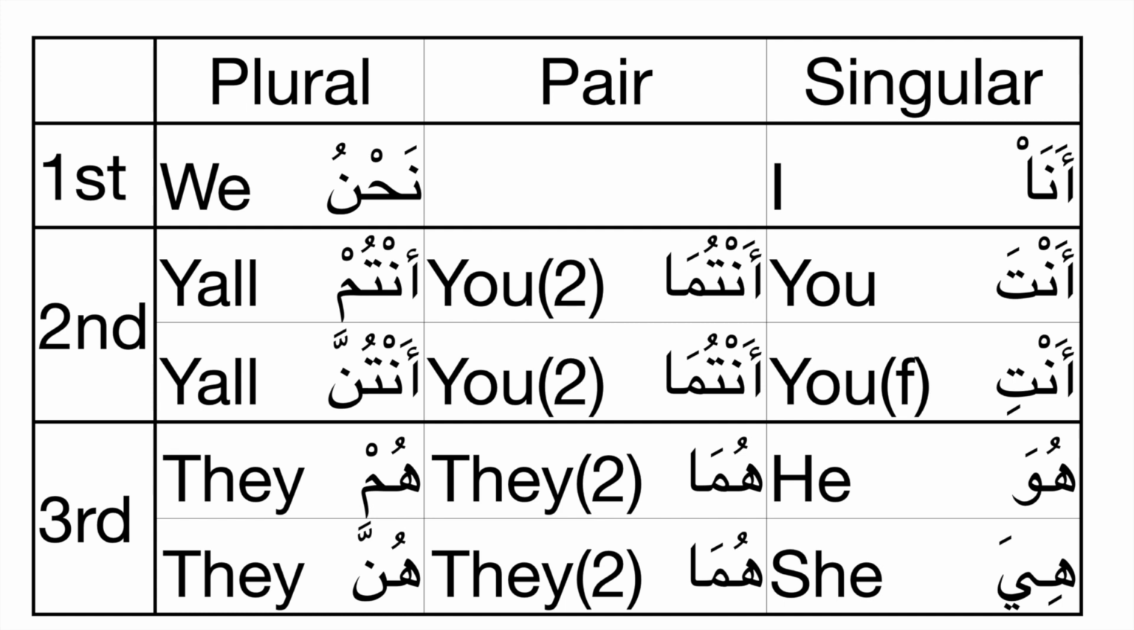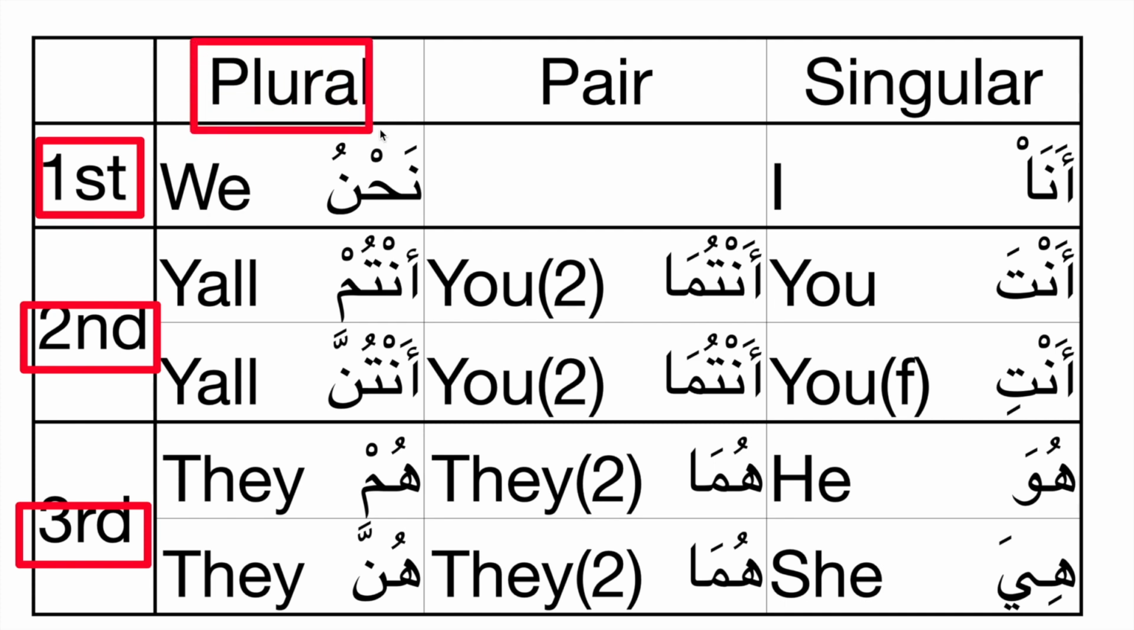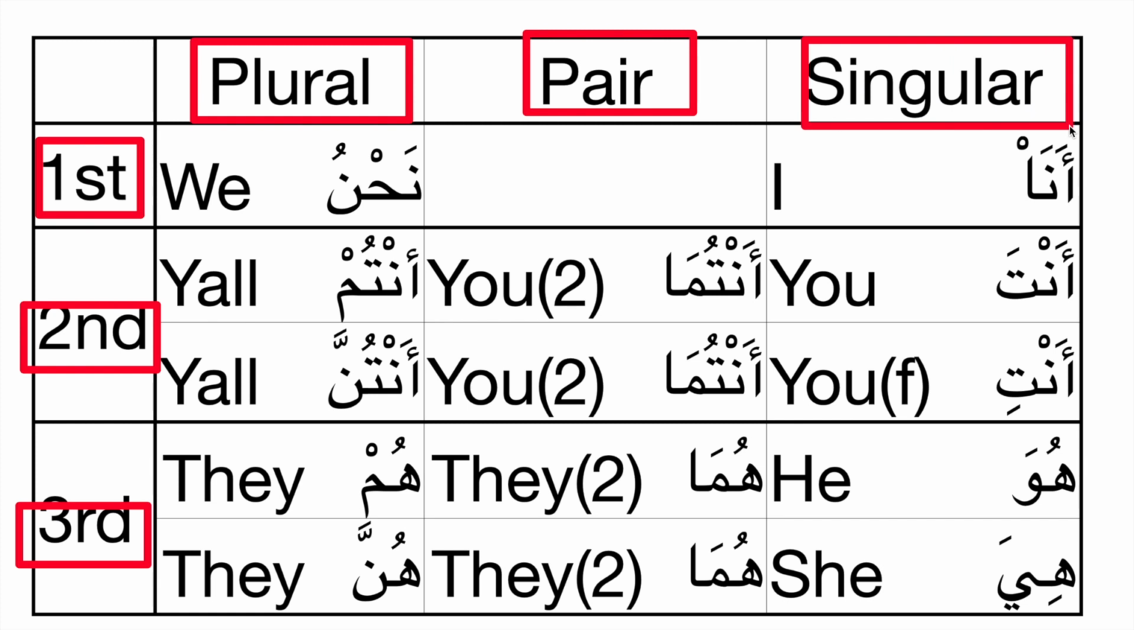So here we have the pronouns, right? What we have is 3 different rows and 3 different columns. In the rows we see first, second, third. In the columns we see plural, pair, and singular, right? And what does all of this mean? The rows here mean the person that we're speaking in. So first, second, and third person.